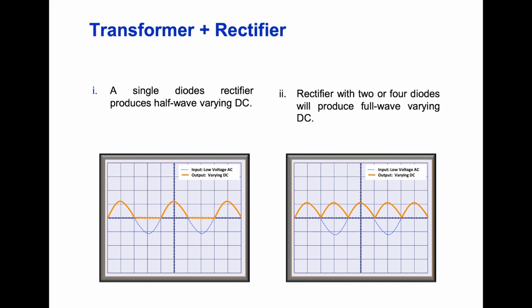You have one here, and then flat, and then again, and then flat again, and then you have the value of the output varying DC again. But with 2 or 4 diodes you have full wave varying DC. We will discuss a bit more about the rectifier later.